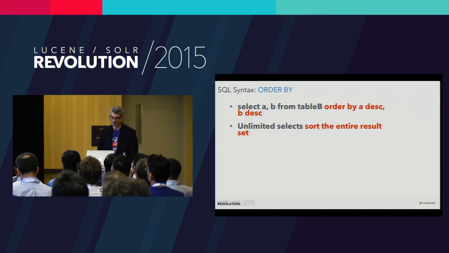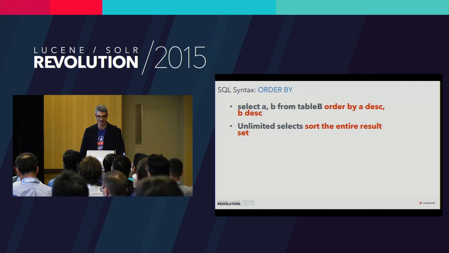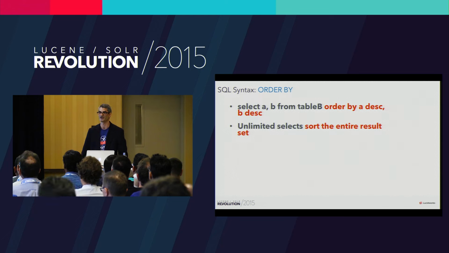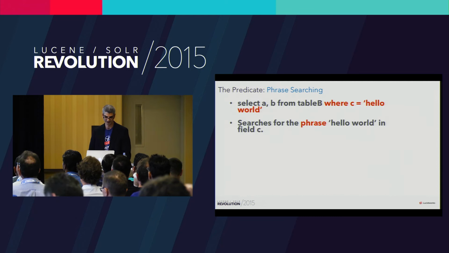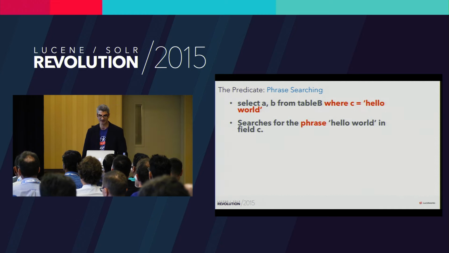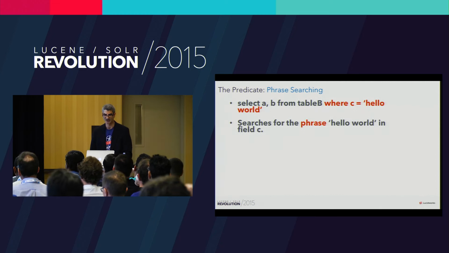You can also do order bys, which are pretty straightforward, but what's nice is that if you do an unlimited select, you get to sort the entire result set. So millions of documents can come back sorted. It also supports phrase searching within the predicates. In this example, there are parentheses around the hello world. That's doing a phrase search.